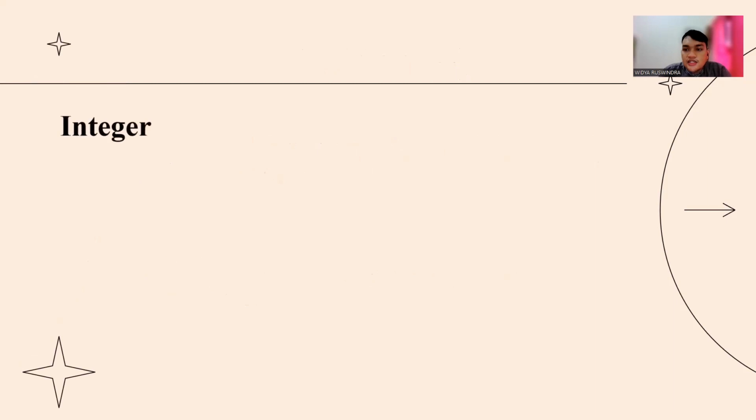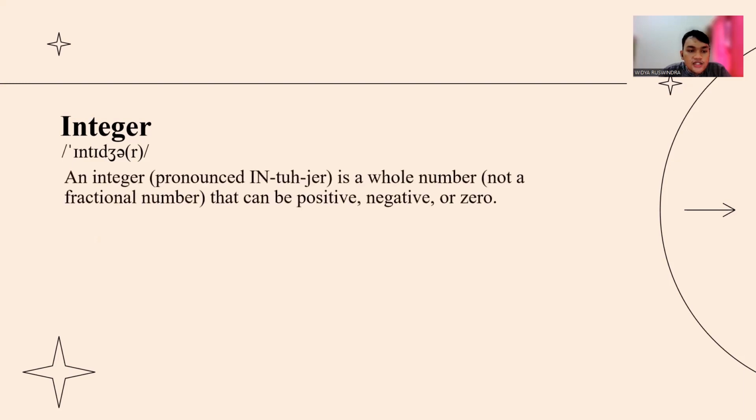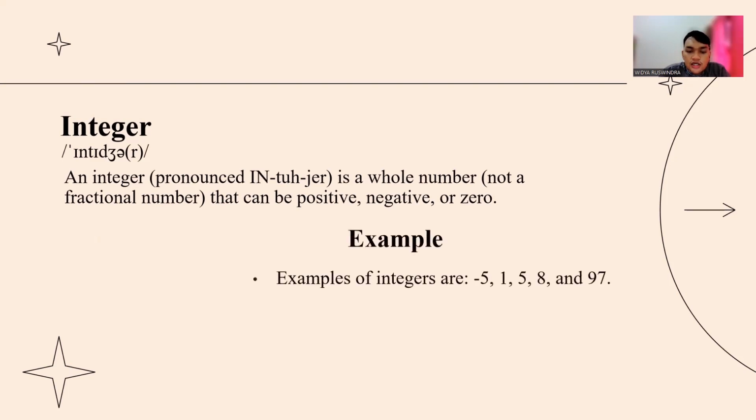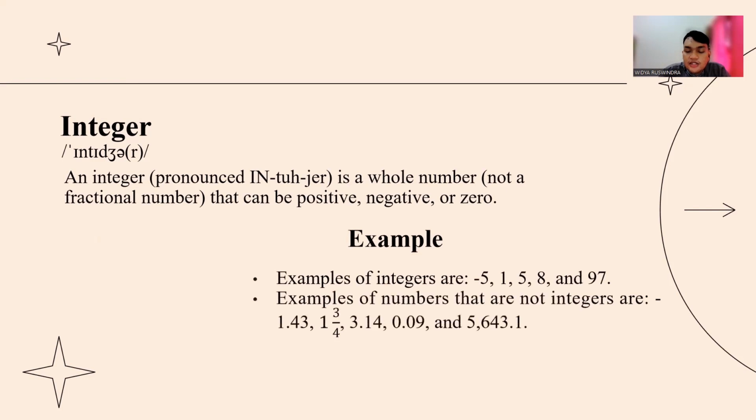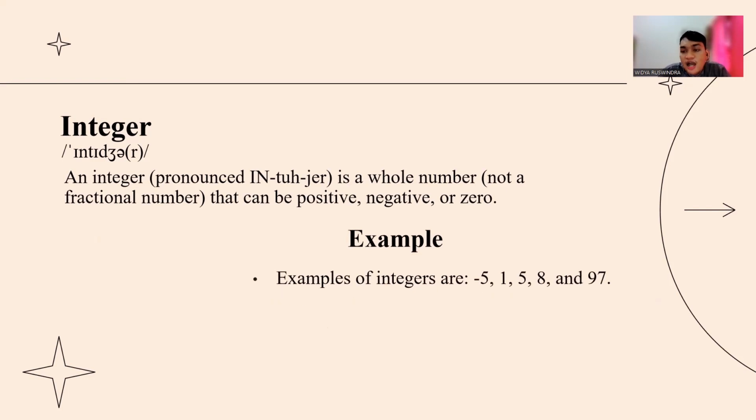Okay, next vocabulary is integer. The pronunciation is integer. An integer is a whole number, not a fractional number, that can be positive, negative, or zero. For example, integers are minus 5, 1, 5, 8, and 97.